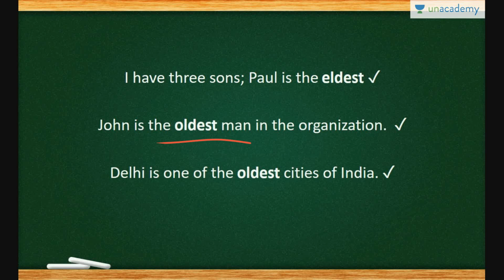Here it means John has been working for the organization for a very long time. Similarly, in the next example, you'll see Delhi is one of the oldest cities in India. What does it mean? Delhi is one of the oldest cities. That means it was settled before many other cities of India were settled. So oldest. Now Delhi is a thing, and we are using oldest, and John is a person, and we are still using oldest. So you get the idea.